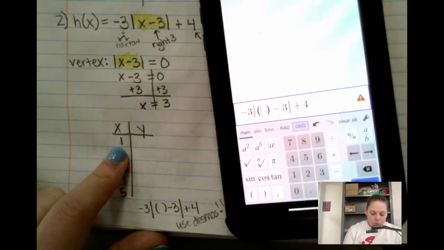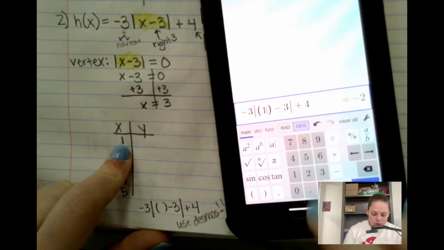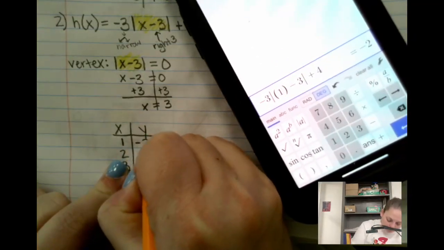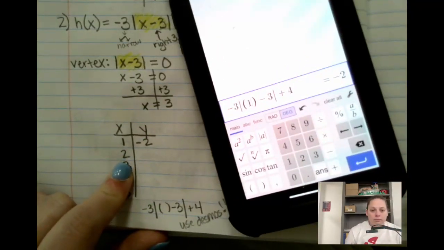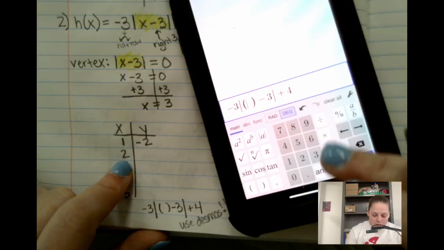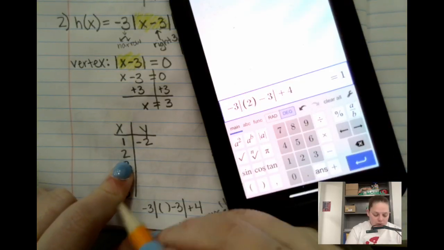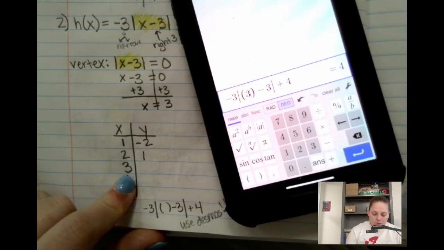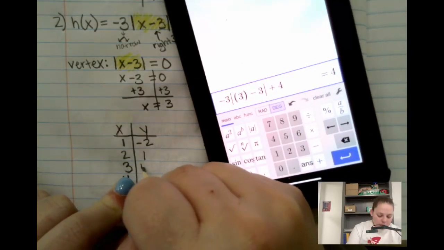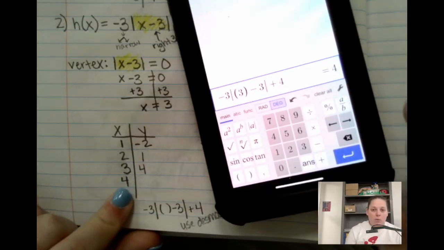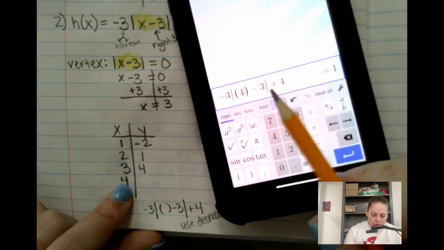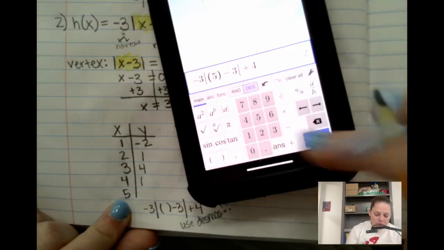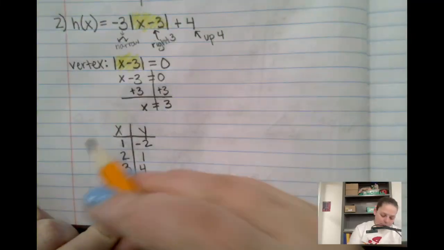All right, so now I'm putting in these points. First point I'm putting in is 1. When I put in 1, we get out -2. Put in 2, we get out +1. We put in 3, we get 4. Now we said this was the vertex, so hopefully it goes back to that 1. Put in 4, yep, we get 1. Put in 5, and we get out -2.